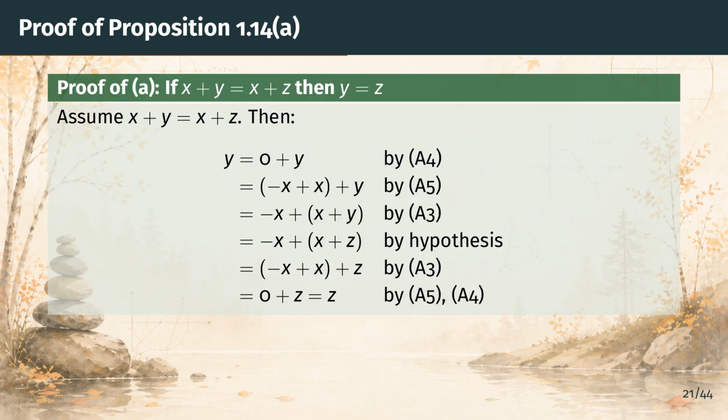Here's the proof of Part A. We start with y, rewrite 0 as negative x plus x using axiom A5, then use associativity to regroup. At the crucial step, we swap x plus y for x plus z using our hypothesis. Then we regroup again and simplify using A5 and A4 to get z. Every step uses only the addition axioms and the hypothesis.